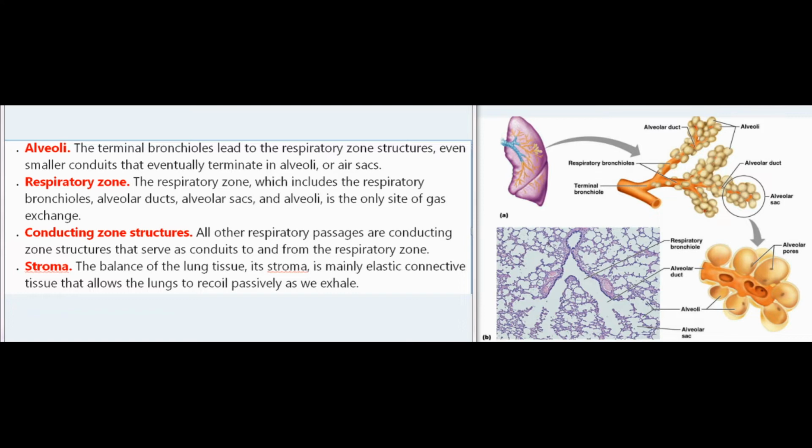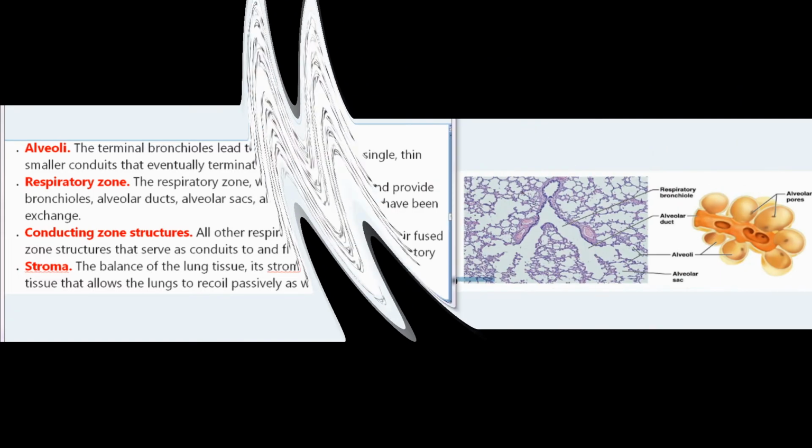Stroma. The balance of the lung tissue, its stroma, is mainly elastic connective tissue that allows the lungs to recoil passively as we exhale. The respiratory membrane. Wall structure. The walls of the alveoli are composed largely of a single, thin layer of squamous epithelial cells. Alveolar pores. Alveolar pores connect neighboring air sacs and provide alternative routes for air to reach alveoli whose feeder bronchioles have been clogged by mucus or otherwise blocked.